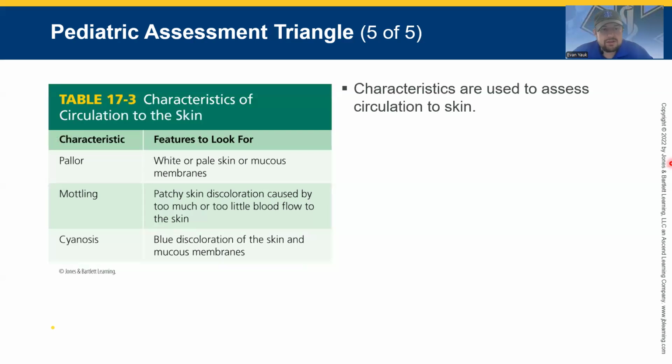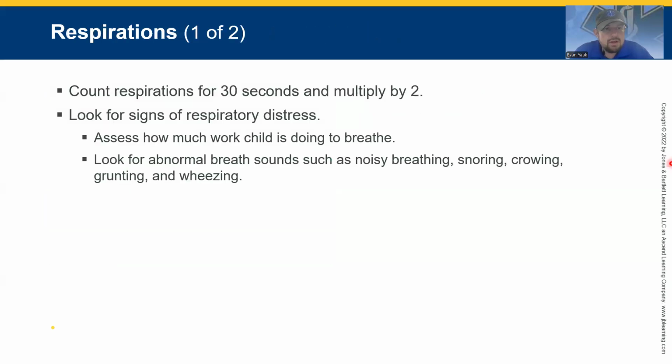So assessing the skin, so we're paler. That's pale. Mottling, that's patchy skin discoloration caused by too much or too little blood flow to the skin. We just get blotches. They'll be kind of a red-purple color or even darker. And then cyanosis, that's the blue coloration of the skin. We're going to see that around the lips and the fingernail beds mostly. That's lack of oxygen.